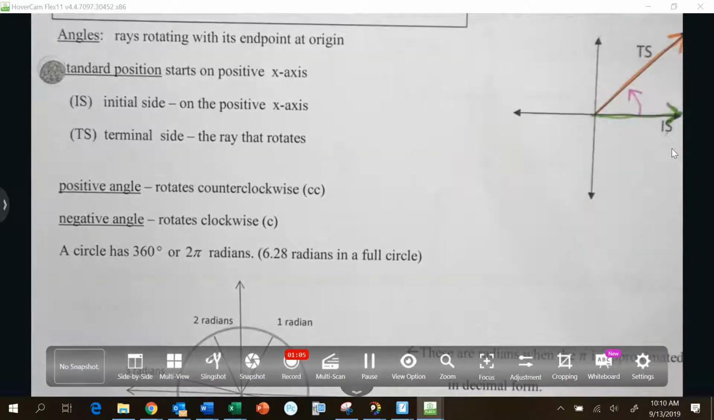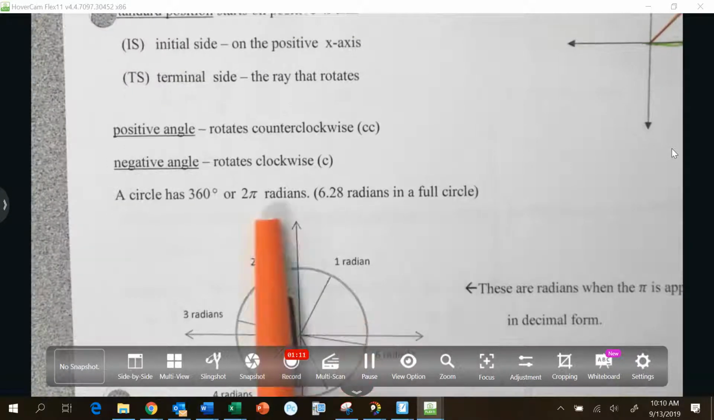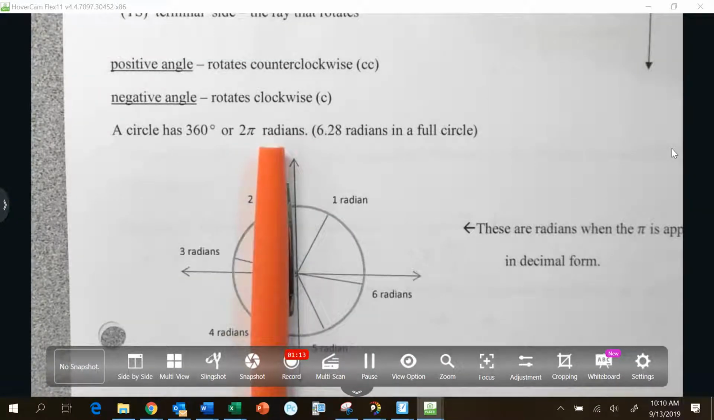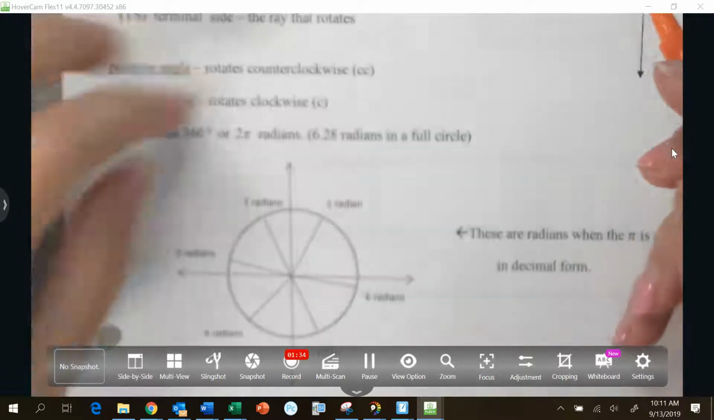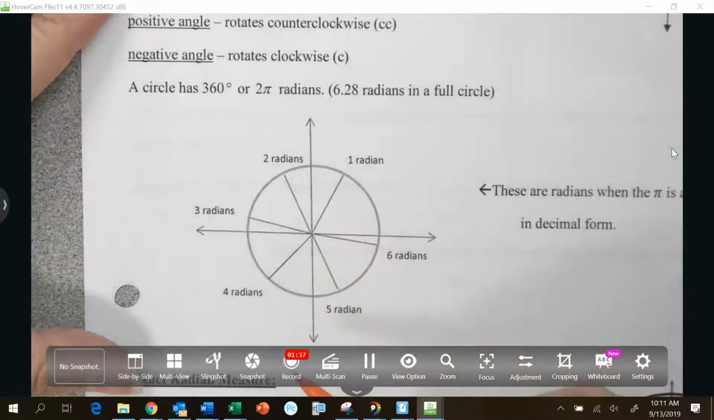All the way around is how many degrees? 360. And then all the way around 360 is the exact same thing as 2 pi radians. And then if I type 2 pi into my calculator, I get approximately 6.28. So when we talk about radians, there's a little bit over 6 radians.